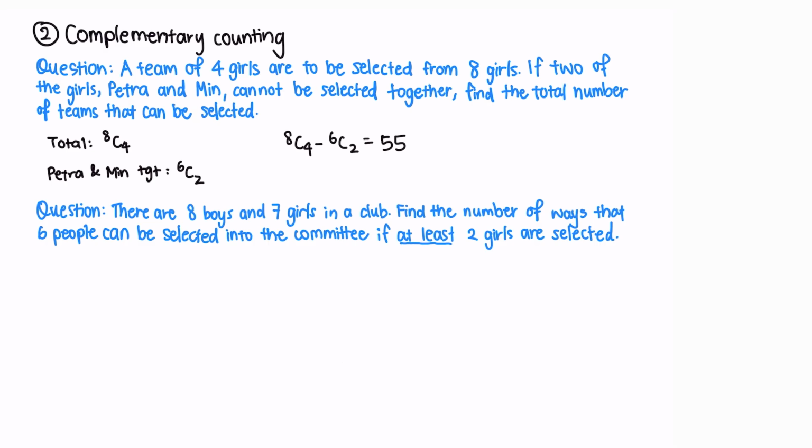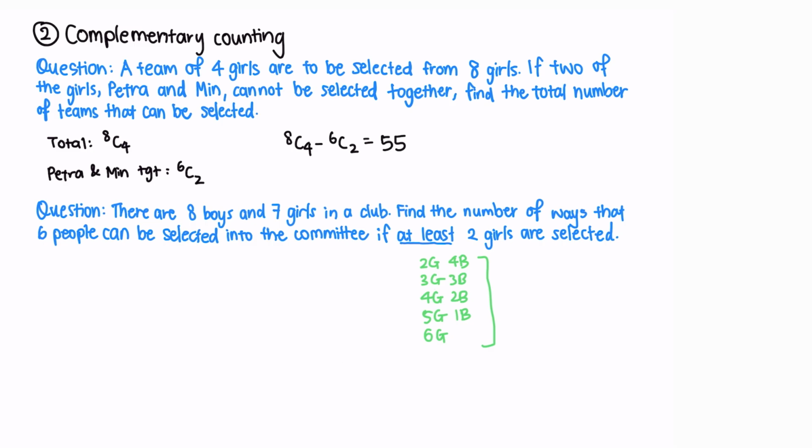And for the final one, there are 8 boys and 7 girls in the club. Find the number of ways that 6 people can be selected if at least 2 girls are selected. So when I see the word at least, I may want to think of complementary counting. So what are the different ways of selecting this? We can have 2 girls, 4 boys, 3 girls, 3 boys, 4 girls, 2 boys, 5 girls, 1 boy, or simply just 6 girls. But this is a lot to calculate. This is 5 different calculations.